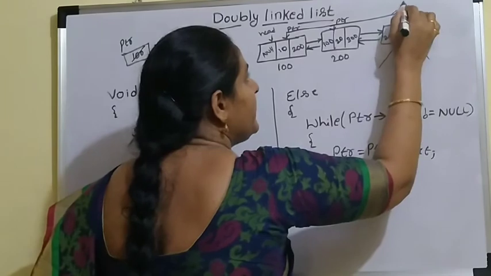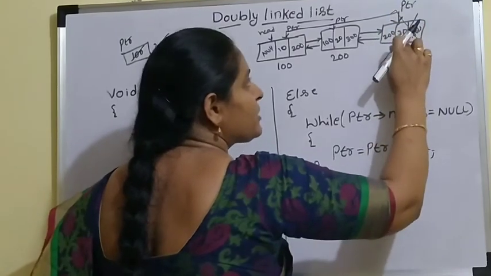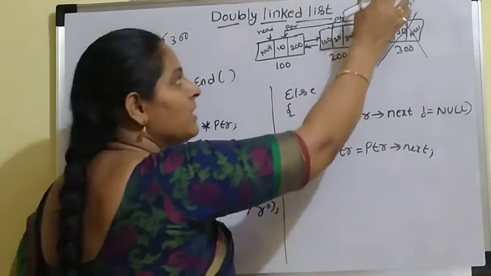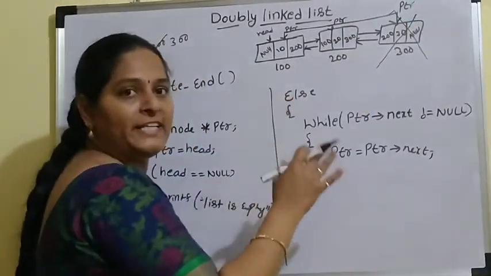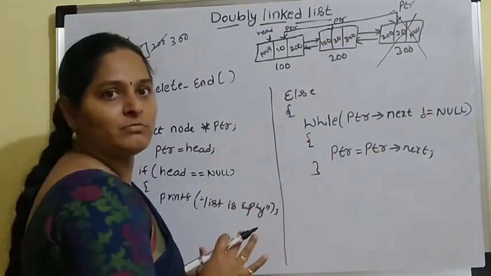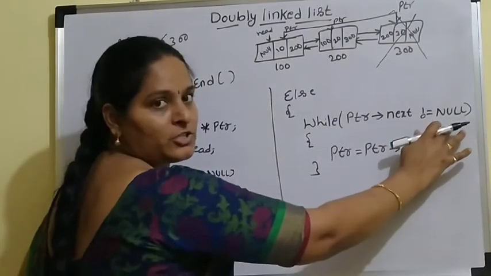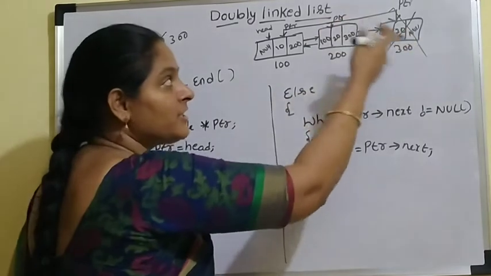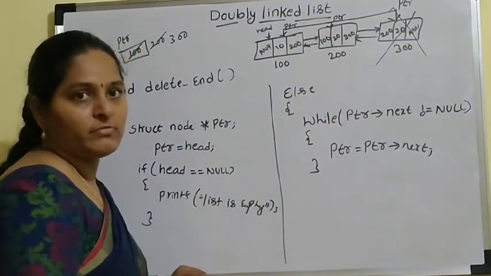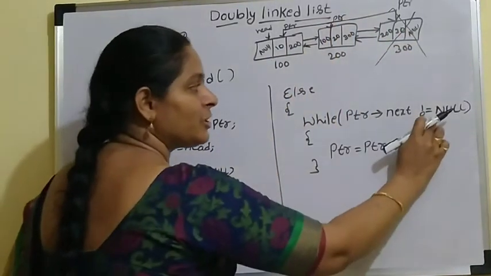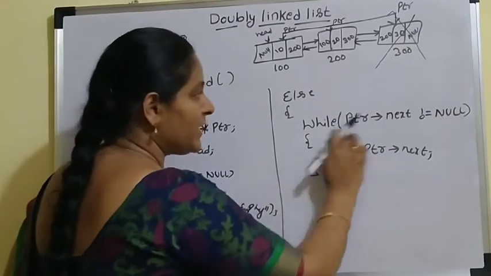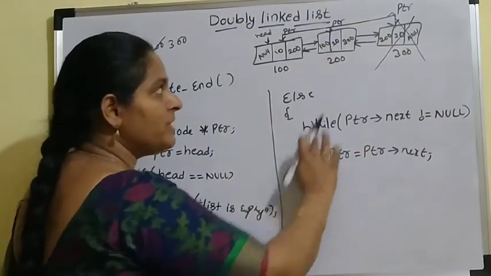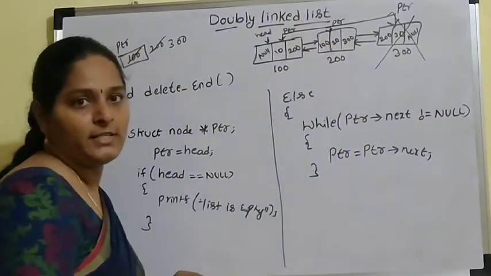Now compare PTR next value. Now PTR next value is null. That means whatever node is pointed by PTR, that is the last node in our list. So we found the last node. Once you found the last node, we need to disconnect that node from the list. So here the condition is not satisfied. If the condition is not satisfied, we will come out of this loop. If you are coming out of this loop, it means we found the last node in the list.